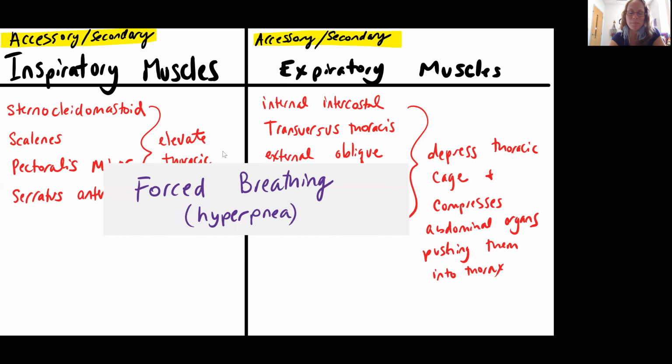hyperpnea. Okay, so we do need to know the listing of both primary and secondary inspiratory and expiratory muscles. And also the concept of how Boyle's law is used to describe our inhalations and exhalations of breath. Okay, so that is it for now.